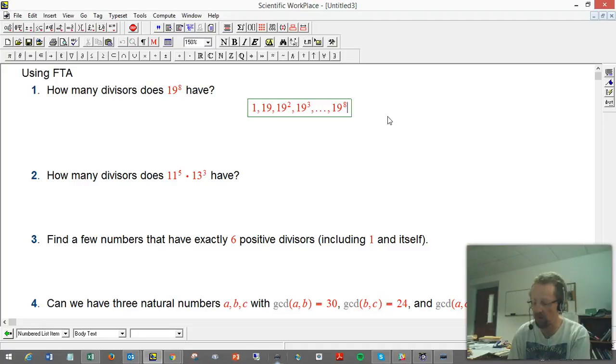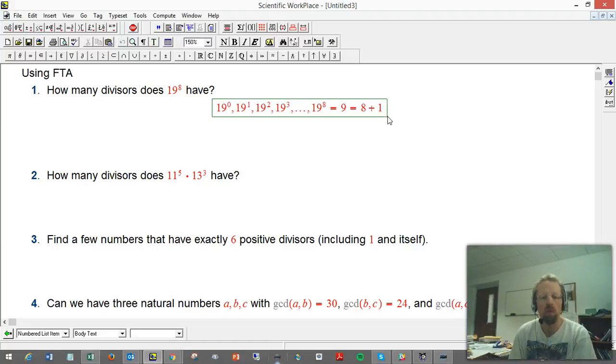Okay, so how many is that? Well, that's really 19 to the 0 and 19 to the 1 up through 19 to the 8. So there's really just going to be 9 divisors. So when it's a prime, everybody observed that it was very simple. It's just 2. But when it's a power of a prime, it's really quite simple as well. It's just that power plus 1. Oops, that's an 8 plus 1. Okay, so that's a nice little warm-up.